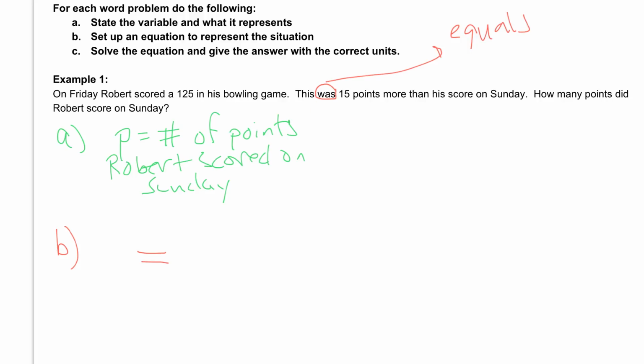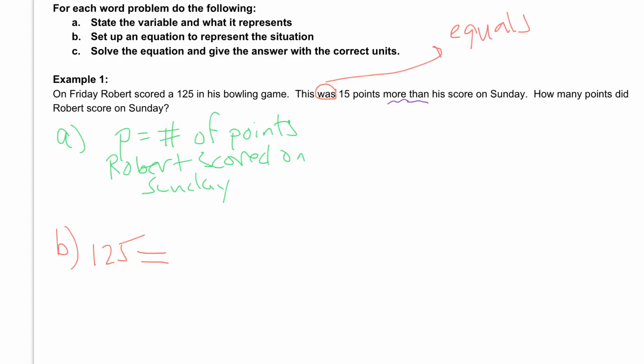On the left-hand side of that word was, that represents equals, is the word this. This represents something from the sentence before. What are we talking about from the sentence before? We're talking about Robert's score of 125. So on the left-hand side of our equal sign, we're going to put in 125. So 125 was, and then if we get over here, it shows that it was 15 points more than his score on Sunday.